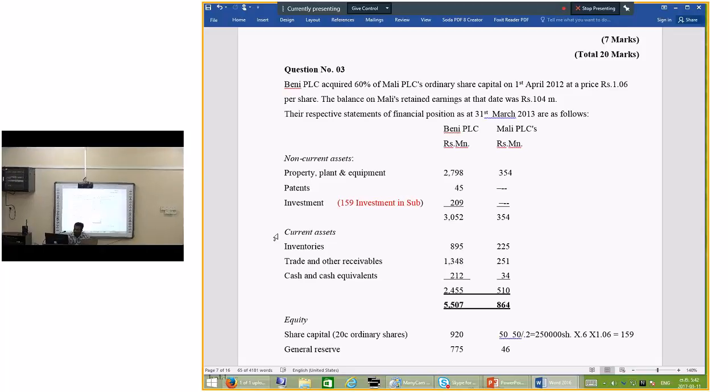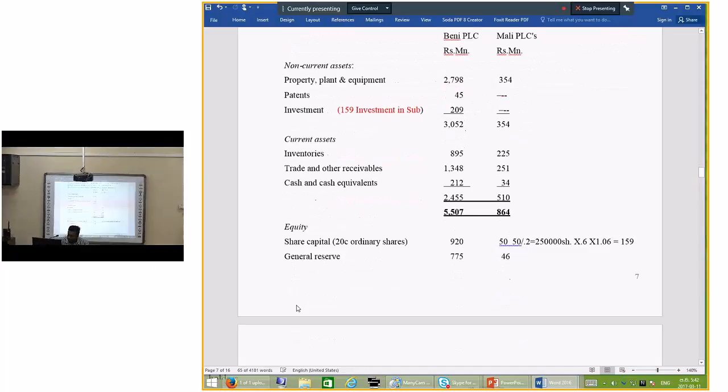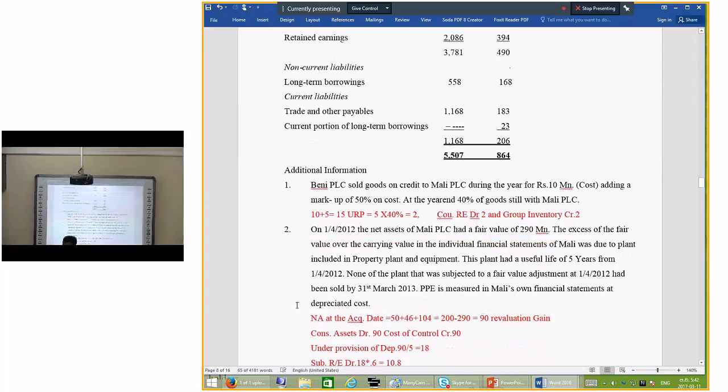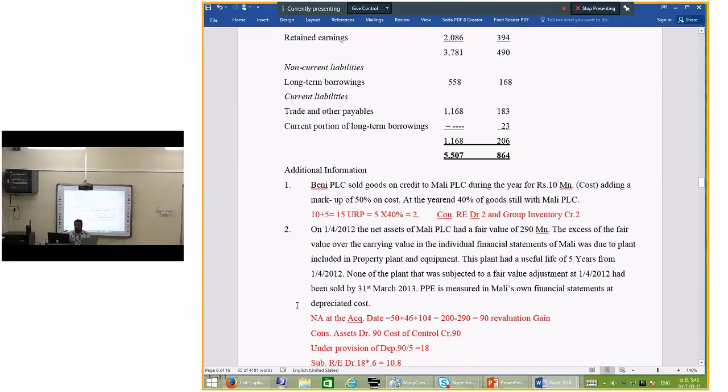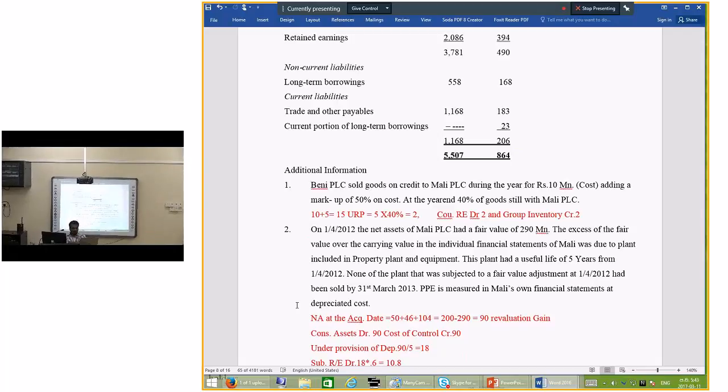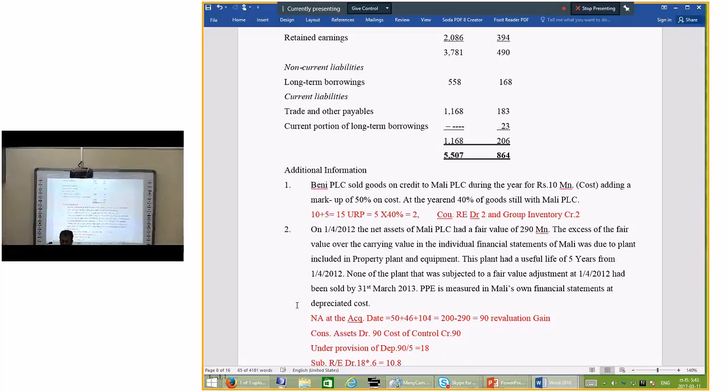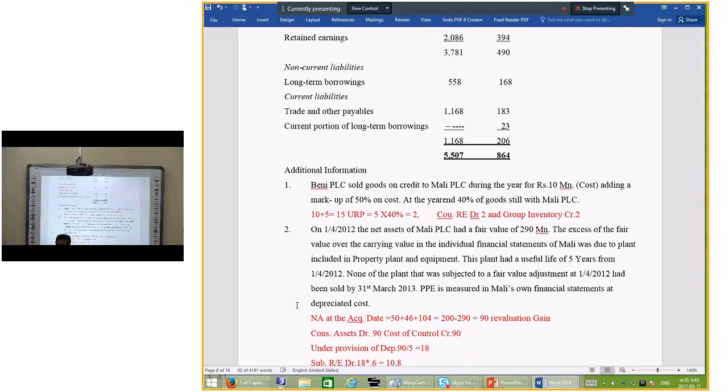Then the balance sheet is there. I'll see only the adjustments. Beni PLC sold goods on credit to Mali PLC during the year. It's about unrealized profit. You can do plus and minus all these in your financial statements. Then the method is adding 50% markup. Markup means on cost, you know. Margin means on selling price, right? So accordingly, cost is 10, 10 plus 50% means 5. Then the total value of inventory is 15.